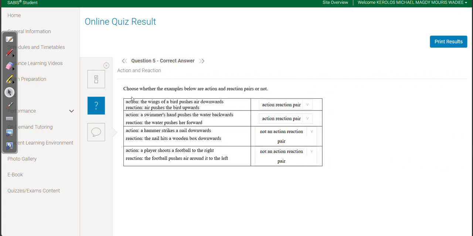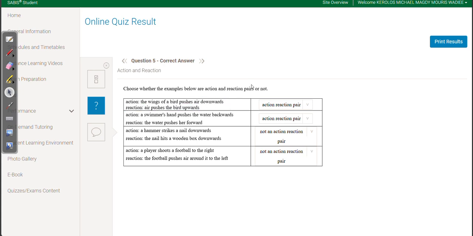Question 5. Here we have examples, and we are told to know whether these are action and reaction pairs or not. So first one, action: the wings of a bird push the air downwards. So we expect the reaction from bird to air, air on bird, which is correct. Reaction: air pushes the bird upwards. Notice here how they said downwards, but we have the opposite direction, so it's going to be upwards.